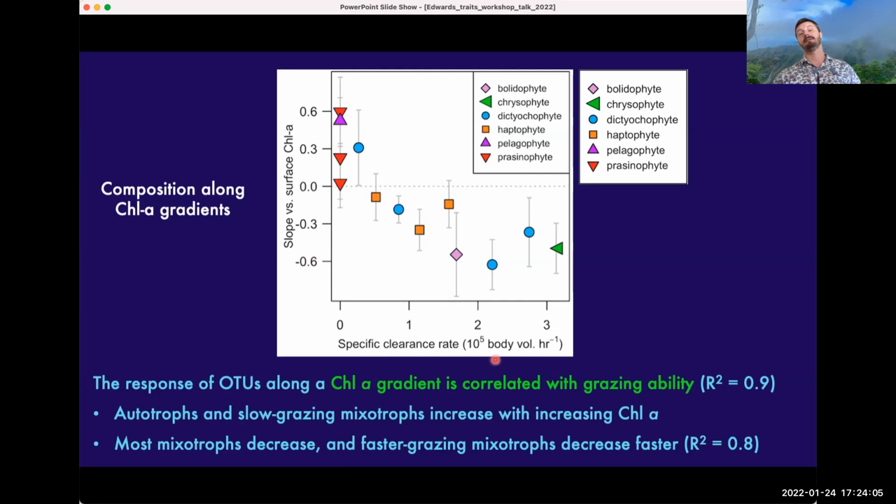And on the x-axis is that grazing ability, again, specific clearance rate. So there's a really strong relationship here where the faster grazers tend to decline as chlorophyll increases, and they decline more steeply. All of the autotrophs tend to increase with chlorophyll A, but even within the mixotrophs, there's a relationship. So this faster versus slower grazing mixotrophs, there's a consistent shift in how they vary across the chlorophyll A gradient.